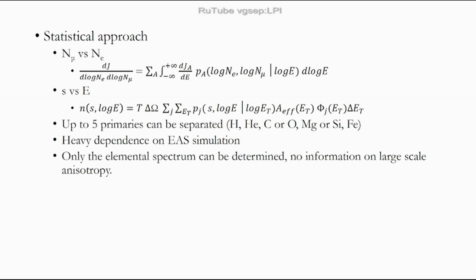So with this statistical approach, we can try to have the information of more mass groups, but we pay for this by using an analysis technique that has a heavy dependence on the extensive shower simulation, and we lose the possibility of measuring the anisotropy for each mass group.